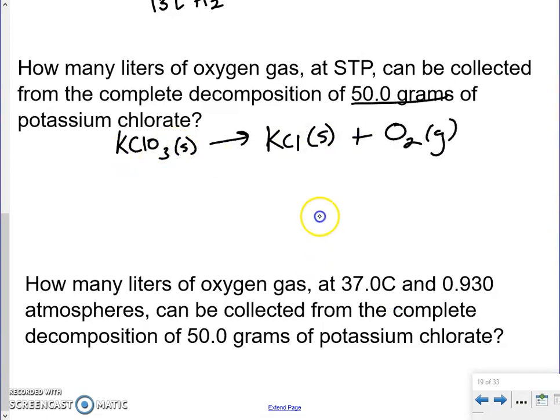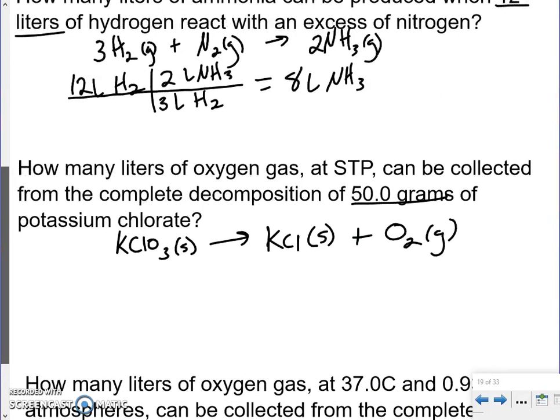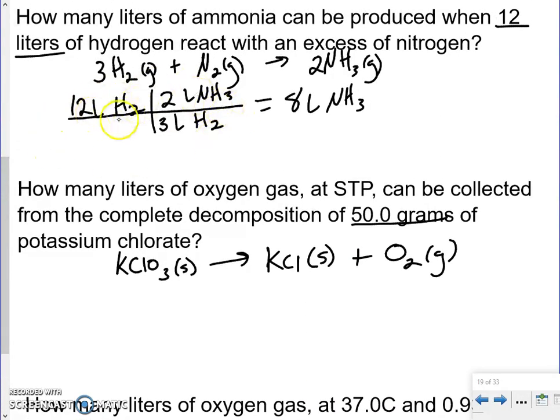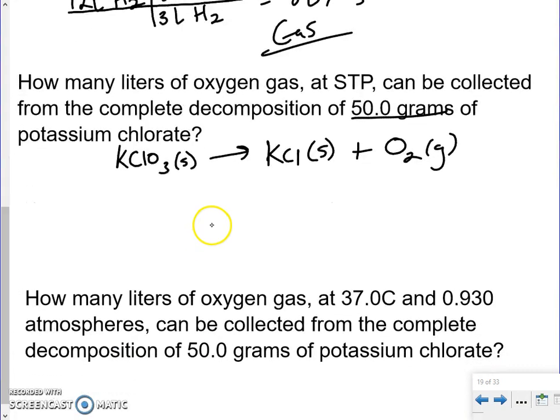Now keep in mind, our liter and mole proportionals that we've been dealing with up here are only true if we're dealing with gases. So this 50 grams down here of a solid, we have to understand that we have to convert that to moles. Also keep in mind, STP tells us something.